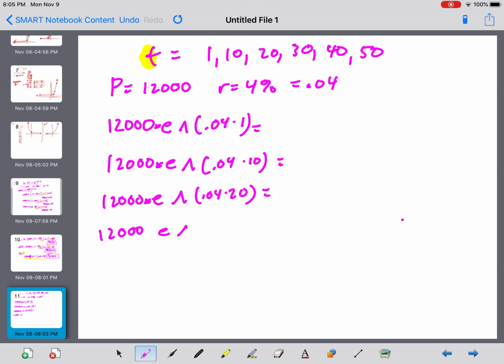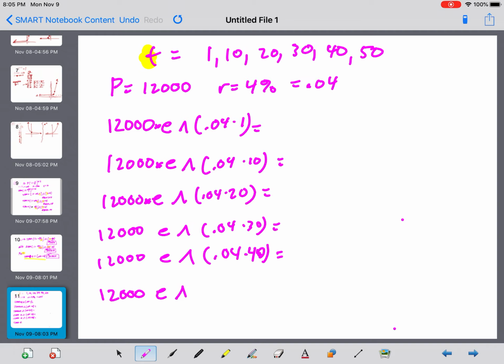I'm going to just write them all out here. 12,000 E raised to the 0.04 times 30 years. 12,000 E raised to the 0.04 times 40 years. Now you should close the parenthesis, but it turns out your calculator is okay if you don't, but it's good to close the parentheses. 12,000 E raised to the 0.04 times 50.